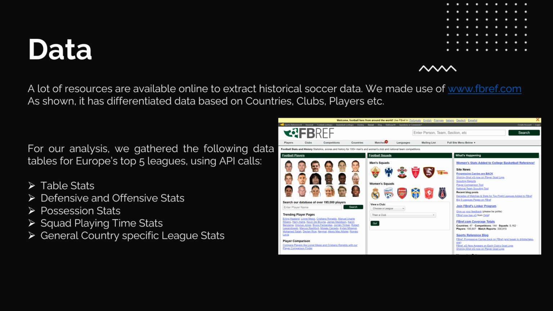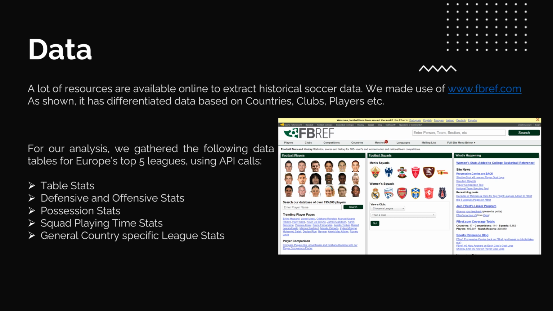So let's talk about the data. Well, the first and foremost step in implementing any machine learning method is to collect relevant data. Thankfully, soccer data is abundantly available on the internet. We made use of the website called FBref as it has extensive historic data with differentiations based on countries, clubs, players, competitions, etc. Adjoining is the snippet of the website.